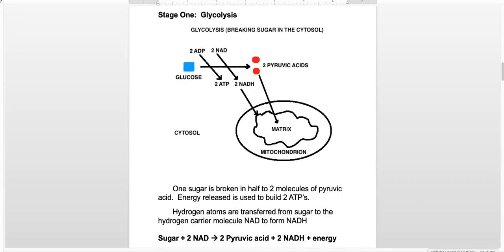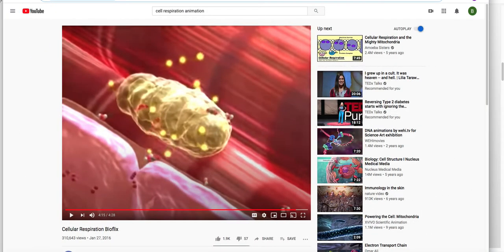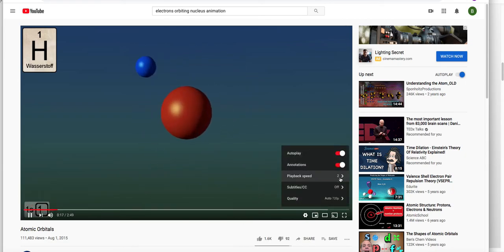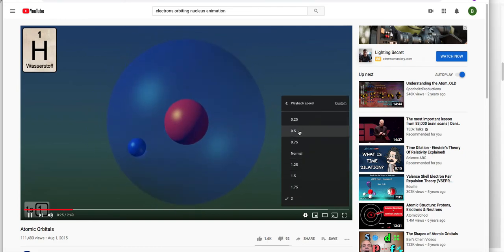So let's see if I've got something I can use to illustrate that. All right, so a quick animation here. Here's an electron orbiting a nucleus, where the blue is an electron here. And what I'm going to do is I'm going to slow it down.